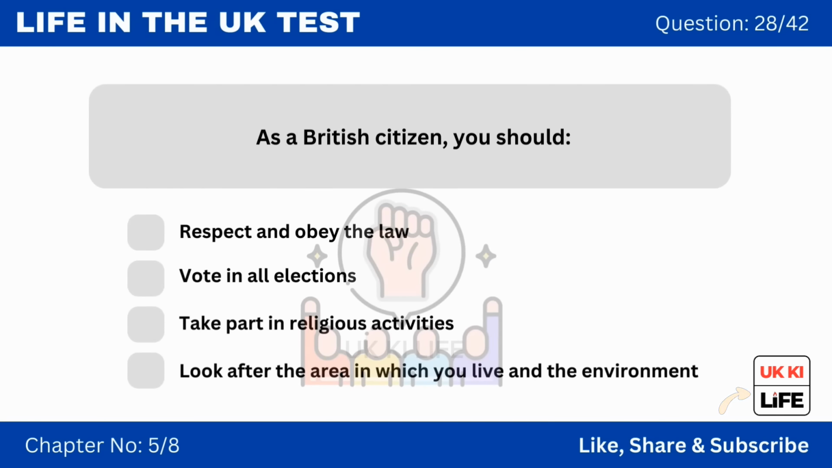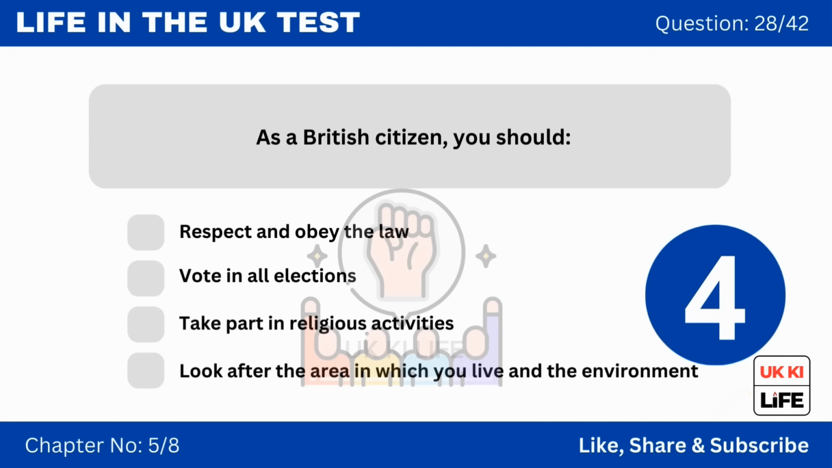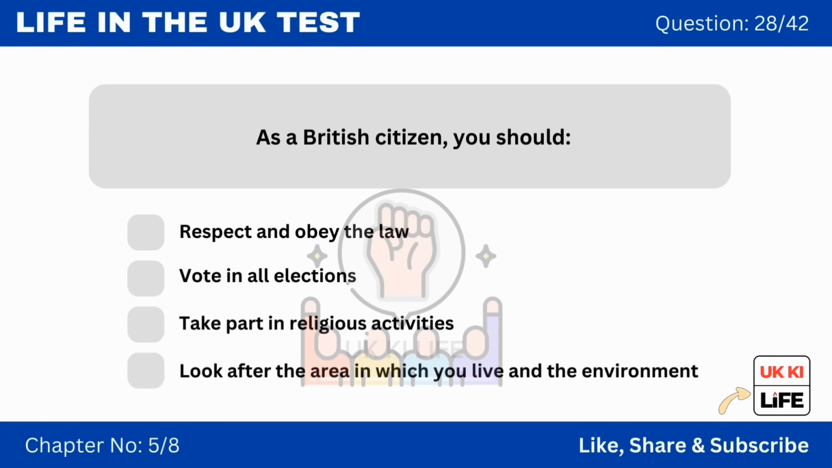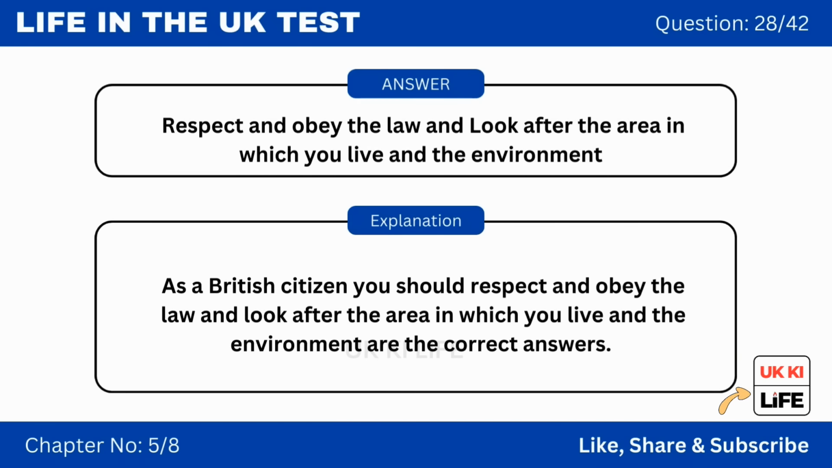Question 28. As a British citizen, you should respect and obey the law. Vote in all elections. Take part in religious activities. Look after the area in which you live and the environment. The correct option is A and D. Explanation. As a British citizen, you should respect and obey the law and look after the area in which you live and the environment are the correct answers.